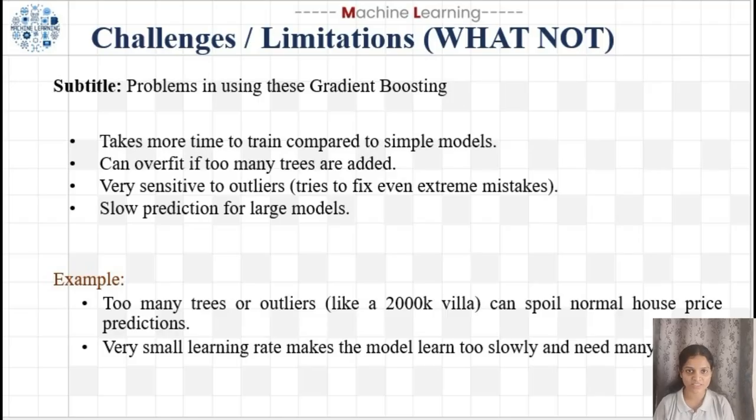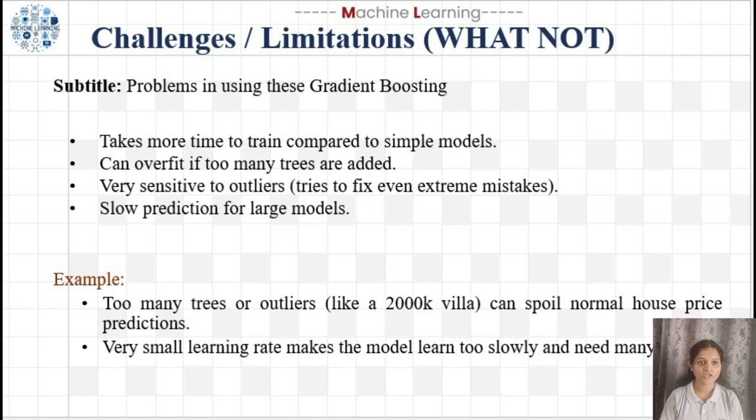One house costing 2 crore when others are around 40 lakhs. The model spends too much effort trying to fix it. Then the last one is slow predictions for large models. If the model has hundreds or thousands of trees, predicting on new data can be slower. For example, too many trees or outliers, like 2000 villas, can spoil normal house price prediction. But a very small learning rate makes the model learn too slowly and need too many trees.